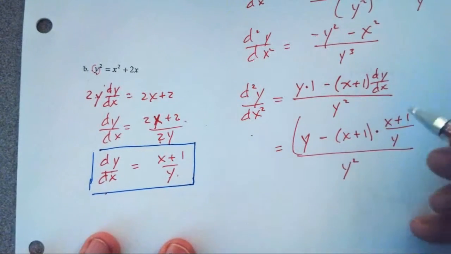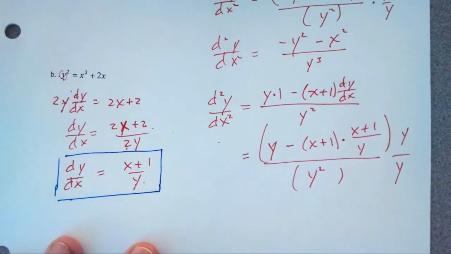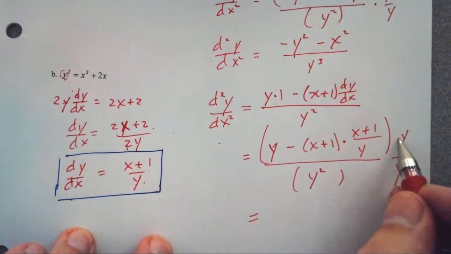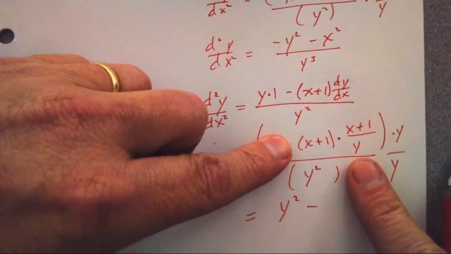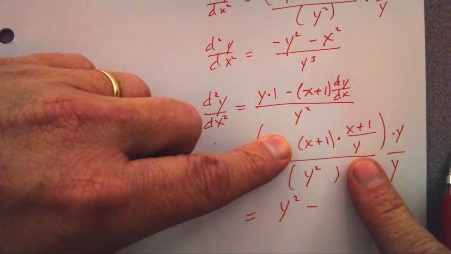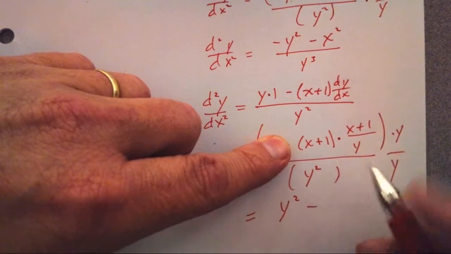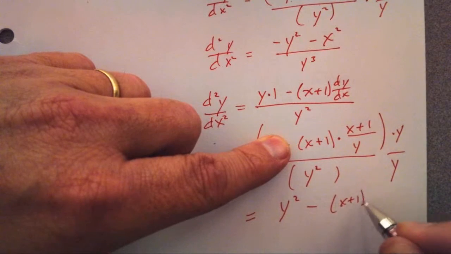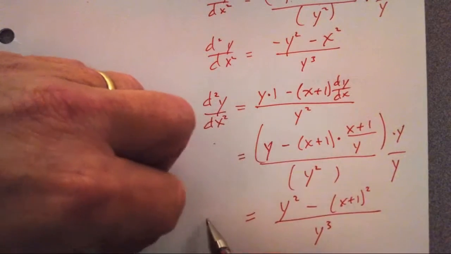At that point, as soon as I get compound fractions, typically I'm just going to clean those up. Multiply by y on y equals y times this guy, y squared, minus. We understand this is one term. This could just as easily be (x plus 1) times (x plus 1) on y. The y is going to cancel here, and I'm going to get (x plus 1) squared, all on y times y squared, y cubed.